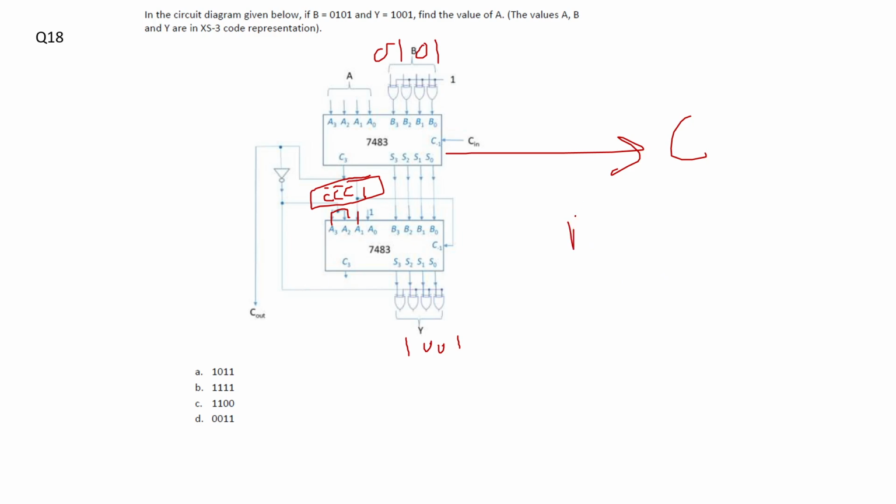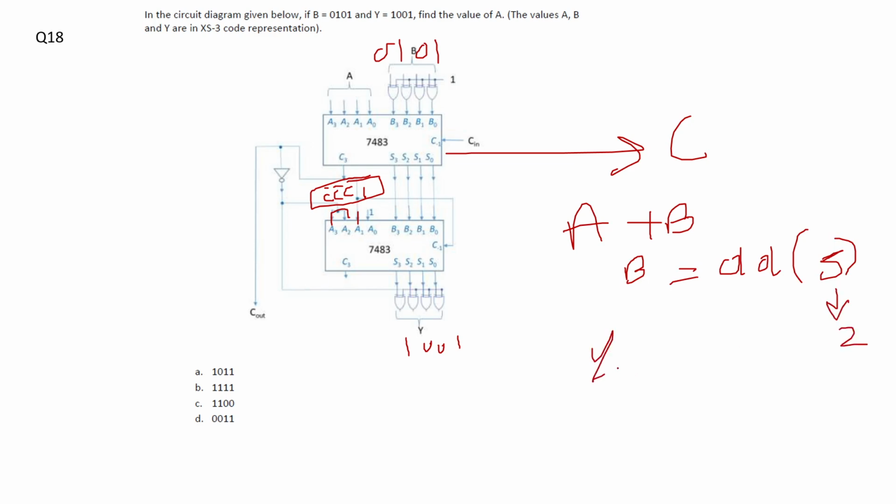So this is an excess-3 addition of a plus b. This is a circuit of a subtractor, a minus b. For b, the excess-3 code is 0 1 0 1. So this is 4 plus 1, 5. That means this is the excess-3 code of 2. And finally we have output equal to 1 0 0 1. That is 9. That is the excess-3 code of 6.